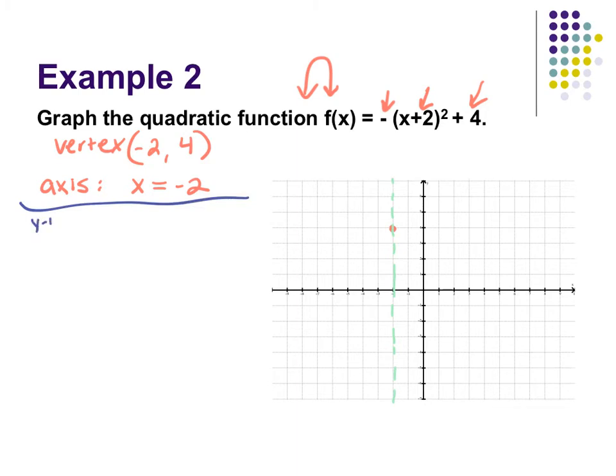Now I'm going to do my intercepts. My y-intercept is the easiest one. I just plug 0 in for x. I get y equals, because f of x is the same as y, -(0 plus 2) squared plus 4. Y equals -2 squared plus 4. I have to square the 2 first, so it becomes 4, then take the negative, which means my intercept is actually at 0, 0.